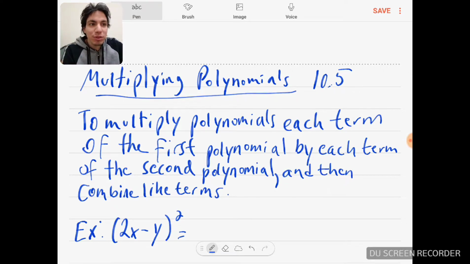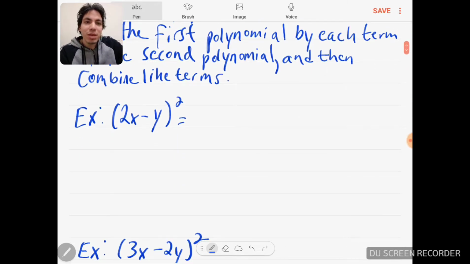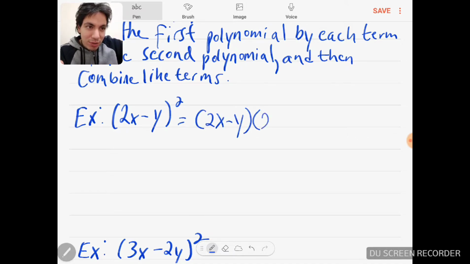To multiply polynomials, multiply each term of the first polynomial by each term of the second polynomial, and then combine like terms. What does that even mean? All you're doing basically is this. For the first example, we have 2x minus y getting squared. Now remember, since this is like an exponent, you need to write this term 2 times. So it's 2x minus y times 2x minus y.